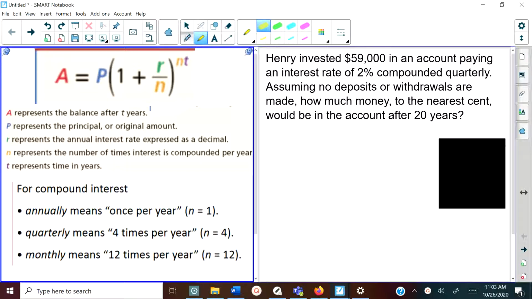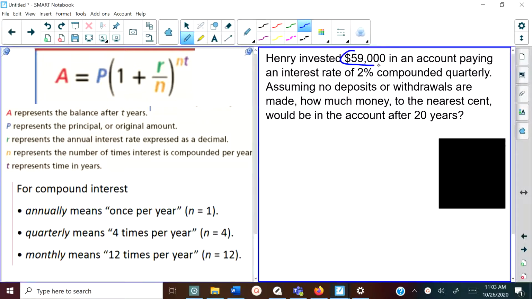Alright, so what we want to do is find all the pieces. Here's the list of the pieces here. We're going to go through them. A is the answer, so we're not looking for that one. We're looking for all of the other 4. So Henry invested $59,000. So that's what he begins with. That's the principal. We're going to start there. Alright, next, the interest rate is 2%. Then the number of times it's compounded is going to be quarterly. And then finally, we want to take a look at how many years it is, and it's 20 years.